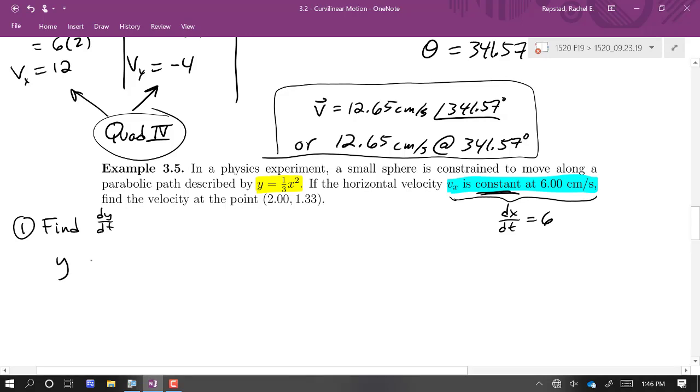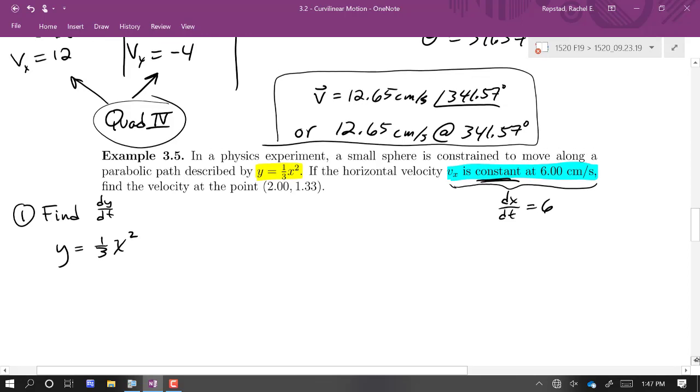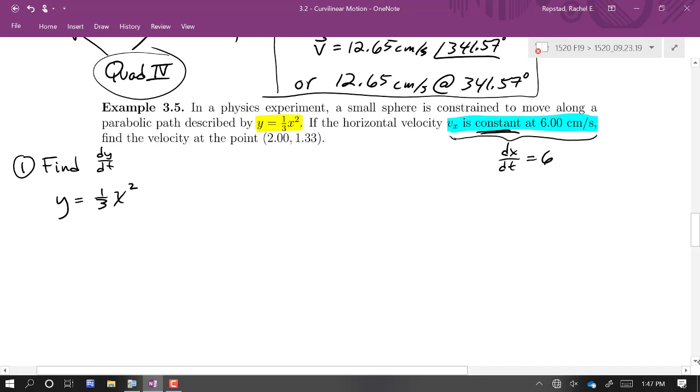So we start with this equation, 1/3 x squared. And if I want dy dt, my only path forward here is to take the derivative with respect to t on both sides. So if I differentiate with respect to t on both sides, what do I get on the left side? dy dt. Yep. How about on the right side? How do we start? You take the derivative.